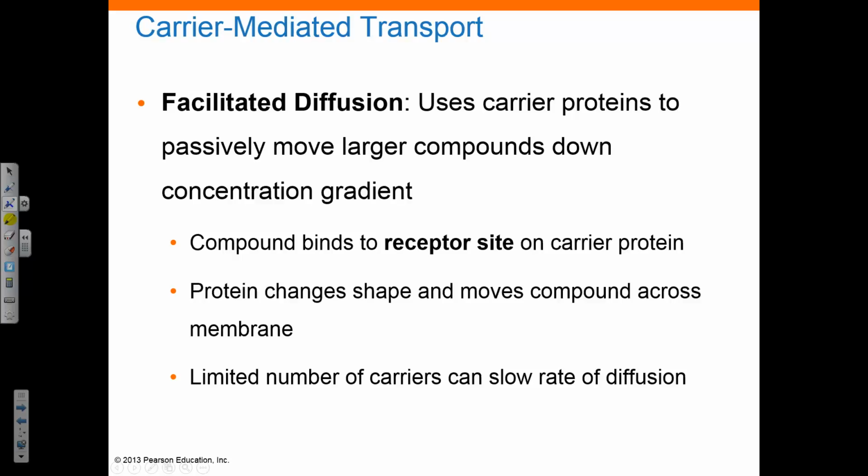Facilitated diffusion is a specific type of carrier-mediated transport that uses carrier proteins to passively move large compounds down their concentration gradients. Since this is a passive process, energy is not required. The process works by a compound binding to the receptor site on a carrier protein. The shape of the carrier protein then changes, moving the compound across the membrane. Unlike simple diffusion, the rate of facilitated diffusion is limited by the number of carriers found in the plasma membrane.